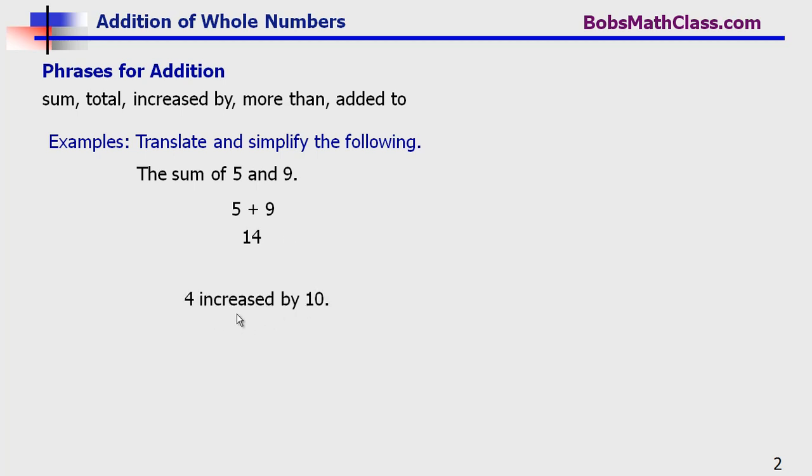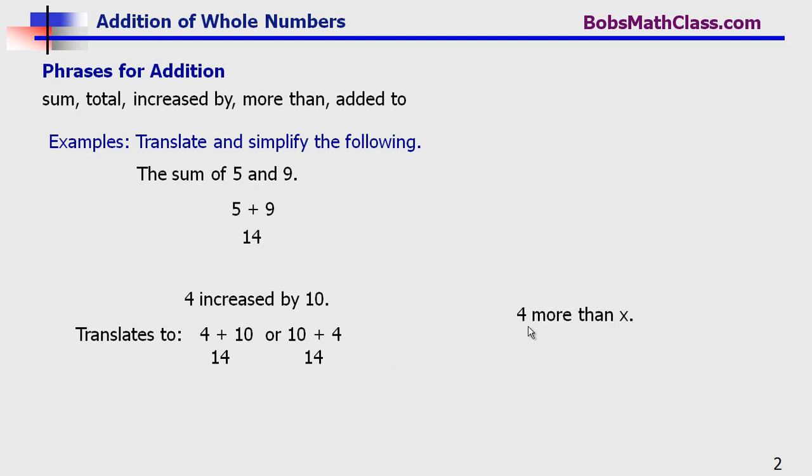There's another one. 4 increased by 10. That's another phrase, increased by, which indicates addition. And again, the order doesn't matter. So either you wrote 4 plus 10 or 10 plus 4. Both of them simplify to 14.